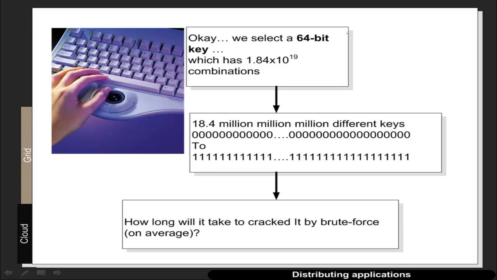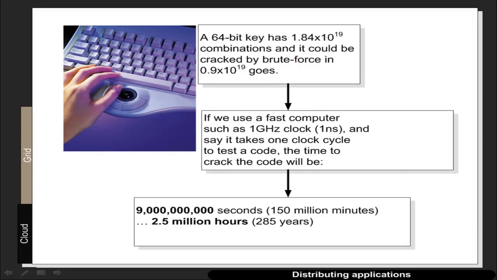So let's look at the application of grid computing. So let's say that we have a 64-bit encryption key, and that leads to 1.8 times 10 to the 19 different combinations for our keys, which is 18.4 million million million different keys, from all zeros to all ones. So let's see how long it would take to crack the key by brute force if we had to search all the keys. So if we take an example here, then on average it will take us half the time. So we might be lucky and get it first time with the key space, or we might have to go to the very end to actually find the key, but on average it will take us half the time.